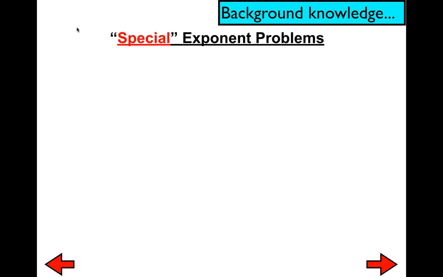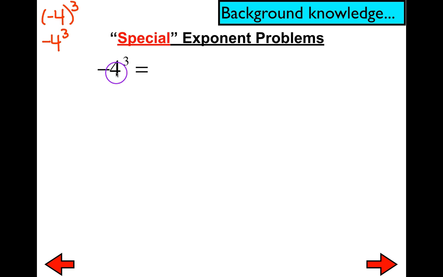Now we're going to go over some more background knowledge with some special exponent problems. So here we have negative 4 cubed. What you need to be very careful about is this. First of all, you need to recognize that my base is this time positive. Otherwise, there would be negative parentheses here. So notice, this is an example of a negative base, and this is going to be an example of a positive base. You would need these parentheses to show that it's negative.